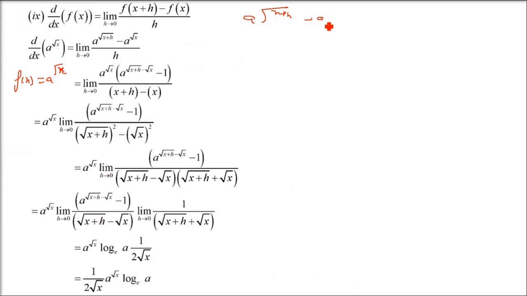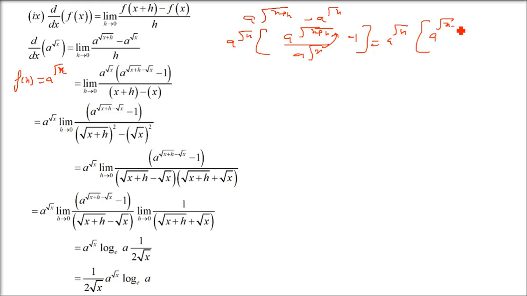A raised to root (x plus h) minus a raised to root x. A raised to root x we are taking common. This will be a raised to (root (x plus h) minus root x), minus 1. This goes up because a raised to root x goes up, and with the subtraction sign, the power gets subtracted: a raised to (root (x+h) minus root x) minus 1. And then we have h.